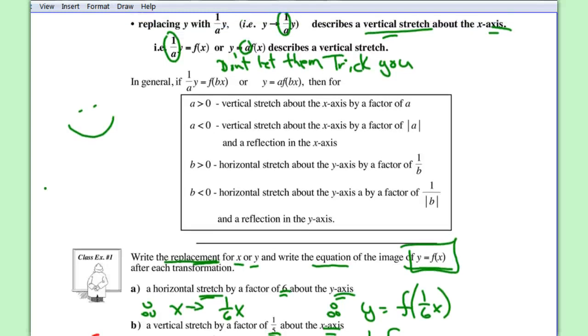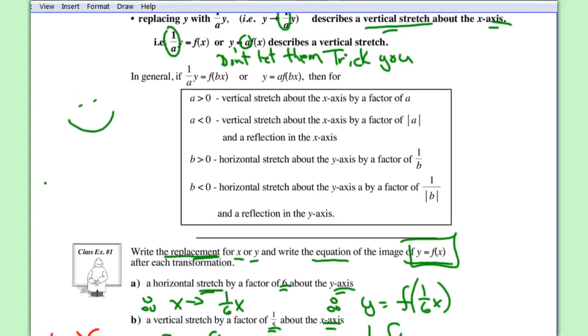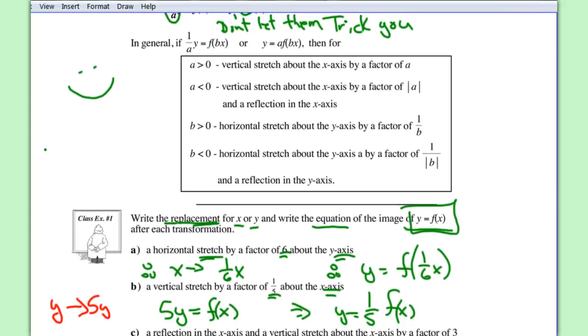If you wanted to vertically stretch it by a fifth, that would mean you'd have to put 1/5 f at x. You'd have 1/5 on the outside of f at x, or you would write it as 5y equals f at x. This is the most common way, you guys, okay?